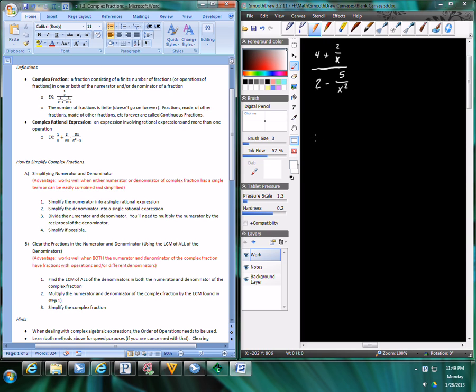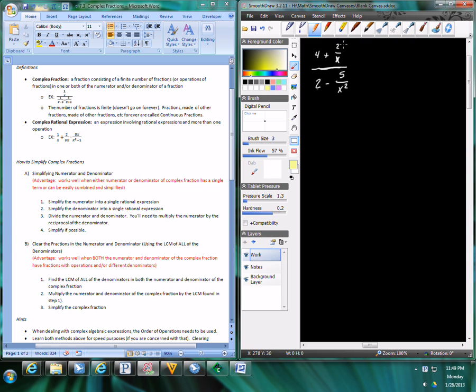In this video, we're going to take a look at complex fractions. And there's really a couple of different ways you can go about this. Now, the first way is you can simplify the denominator and the numerator separately. And so in this first example, that's what I'm going to use.